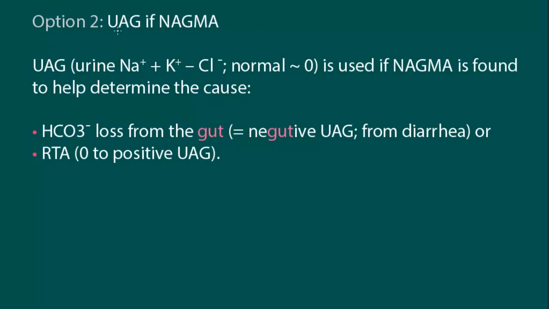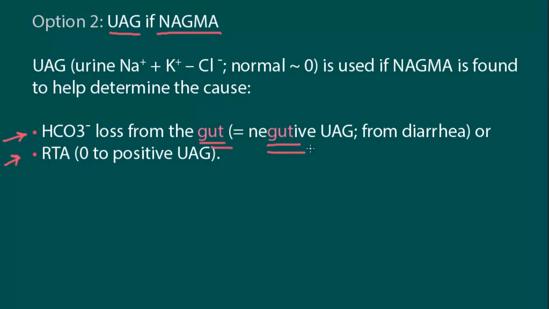Option number 2, you always do a urine anion gap if you have a NAGMA. Why is that? If you have a NAGMA, that means you have a normal anion gap metabolic acidosis. The most common causes are either a bicarbonate loss in the stool, usually from diarrhea, or hydrogen ion retention, usually due to an RTA. Urine anion gap is negative if it's a gut loss.